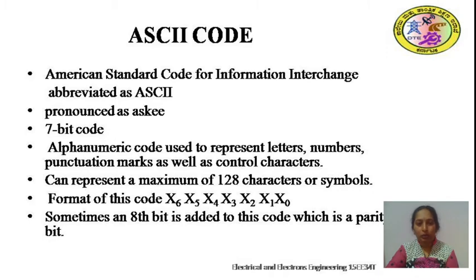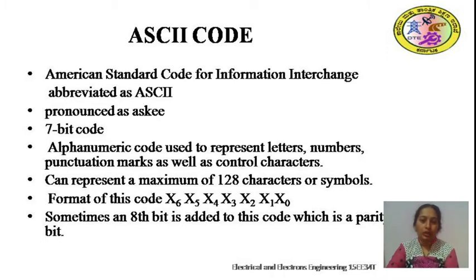Since this is a 7-bit code, it can have a maximum of 128 representations. We can represent 128 characters or symbols using ASCII code. How did I get this number 128? It is nothing but 2 raised to the power 7 equal to 128. So I can have a maximum of 128 combinations in ASCII code, which are more than enough to represent all the alphabets, the digits, the special characters, and any other control characters also.